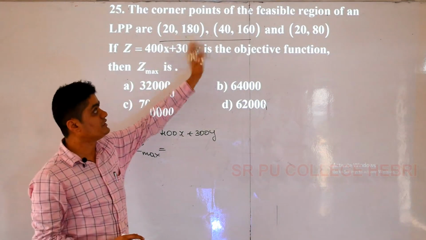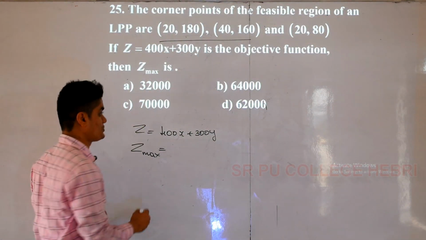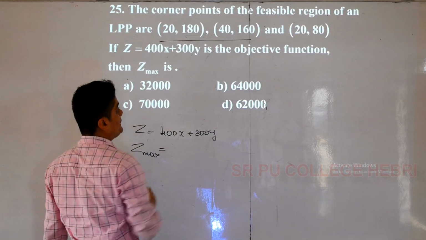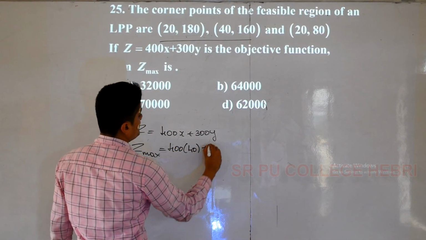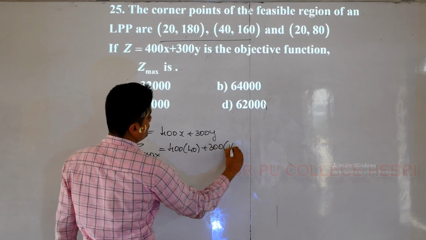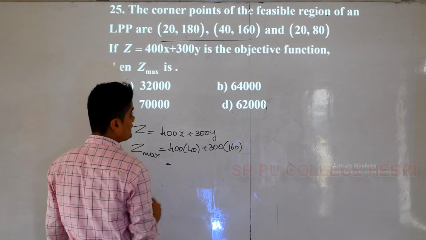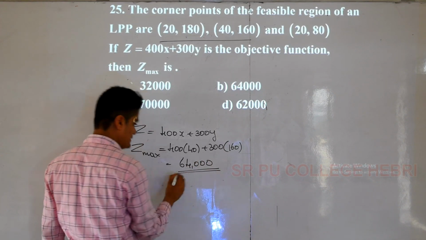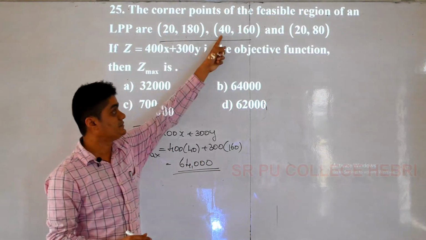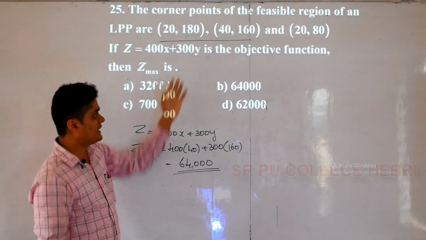But in these two, which is better to consider? Yes, the second option is better to consider. See, 400 into 40 plus 300 into 160. Calculate this, 100% you will get 64,000. And that is the answer. Compared to this, it will give you the maximum value.